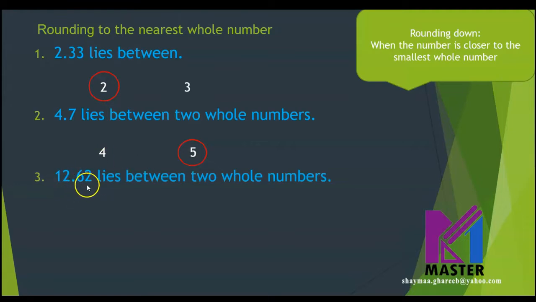In this example, I have two decimal places. 12 and 62 hundredths or 12.62 lies between two whole numbers. The whole number before it is 12 and after it is 13. So what do you think? It's 62 hundredths, so it's closer to the next number than the number before. So it will be 13 when I round it to the nearest whole number because it will be rounded up.